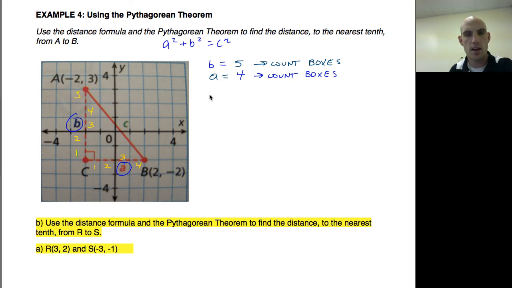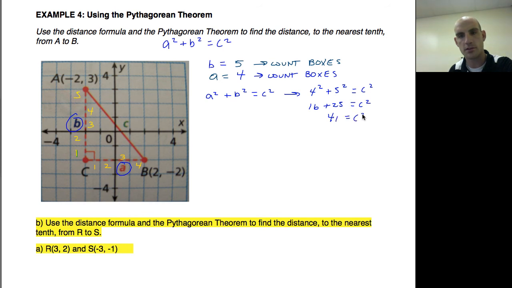So I'll count boxes. And if I say A squared plus B squared is equal to C squared, I would have 4 squared plus 5 squared is equal to C squared. Well, this is 16 plus 25 equals C squared. So 41 equals C squared. I'll take the square root of both sides. The square root of 41 is equal to C. Well, that's approximately 6.4. That's a pretty good estimate.